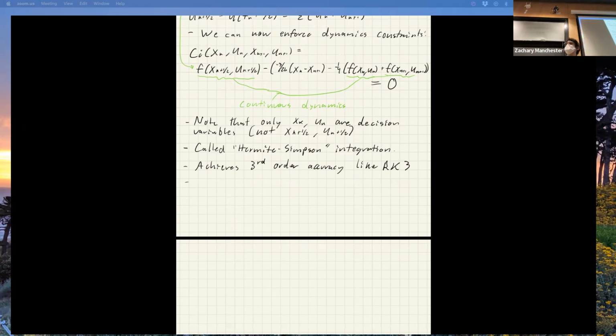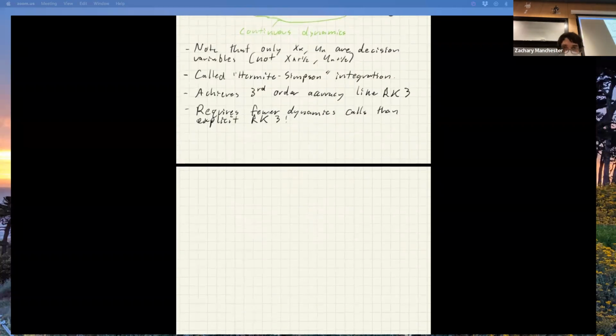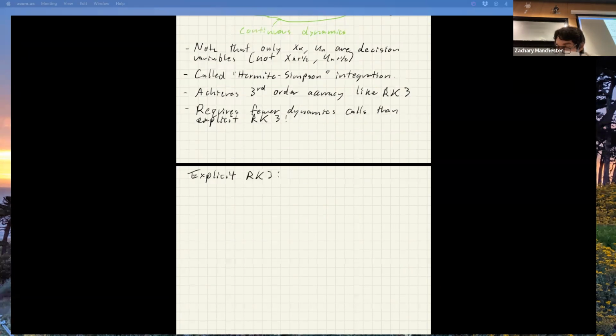And the whole reason this is a thing in optimal control is that this requires fewer dynamics calls, it turns out, than explicit Runge-Kutta. And hopefully you can see this in a sec. This is actually pretty slick, and maybe not obvious based on how we wrote it down. So if I wrote down explicit RK3, I need 3 dynamics calls per time step. Like we've seen, this is not a surprise.